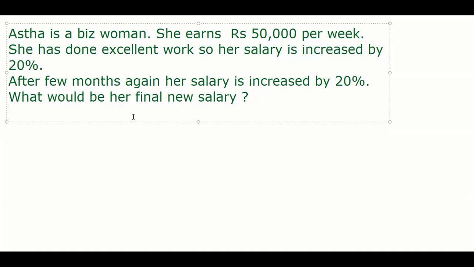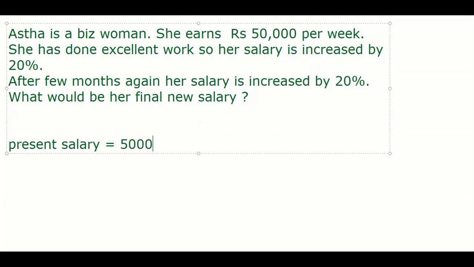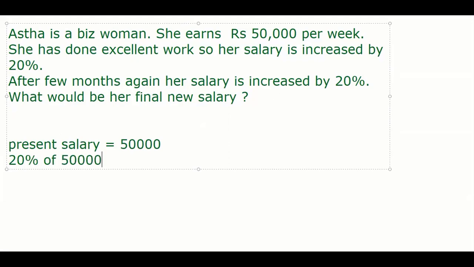Total earning is 50,000. So we can say the current or present salary is 50,000. Understand, guys, how we solve this question? It says 20% increase. 20% of what? 50,000. Good. She has done excellent work, so her salary increased by 20%. Whatever salary is there, it increased by 20%. So 20% of her salary, 50,000. How will we find it? 20 by 100 into 50,000.